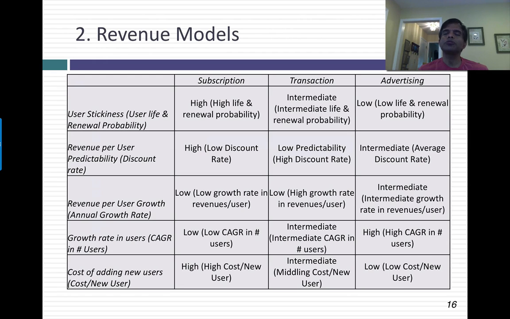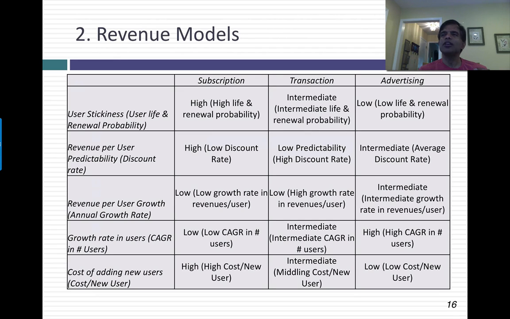Now, which model is best? Well, they all have their pluses and minuses. A subscription model creates more sticky users. In other words, people tend to stay on subscription-based models much more than they do on transaction or advertising models, but it costs you more to acquire users, and your growth rate per user is going to be low. So if you take Netflix, you're not going to get 20% growth each period because you're not selling them more stuff.